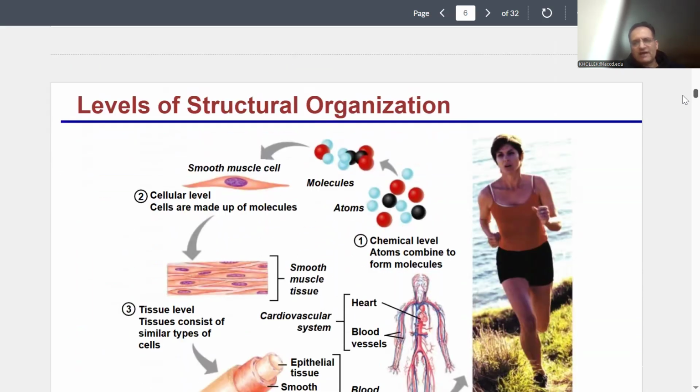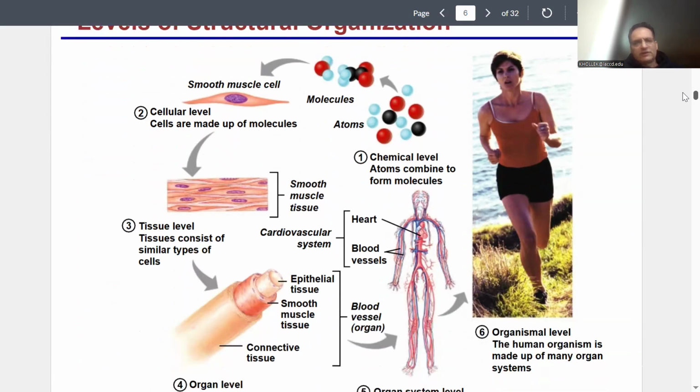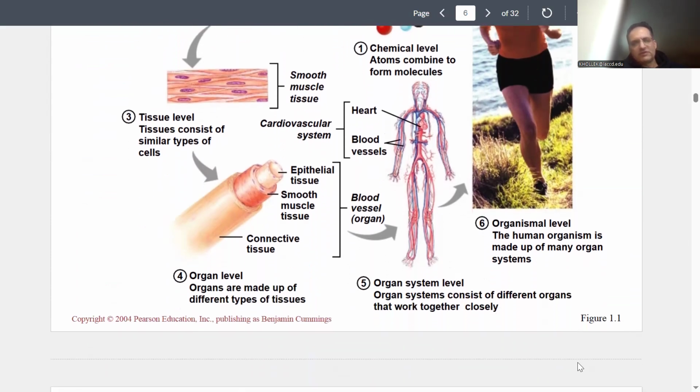So here you have atoms making up molecules. Like I said before, before you get to the cell, you could put in organelles, and then organelles making up the cell. In this case, the cells happen to be muscle cells, and these muscle cells could be part of a tissue, for example, like in the blood vessels in this case.